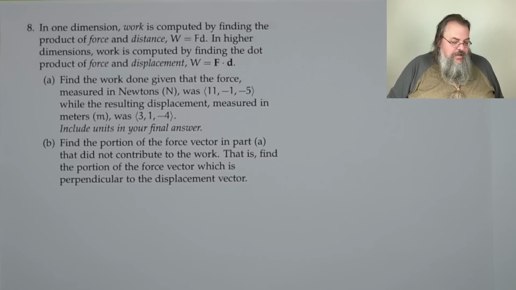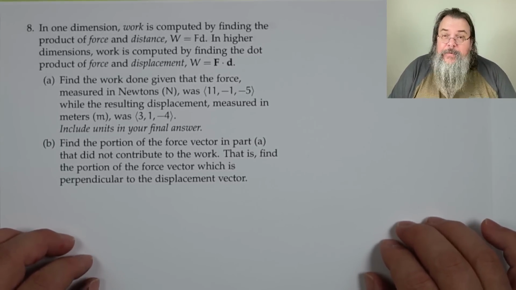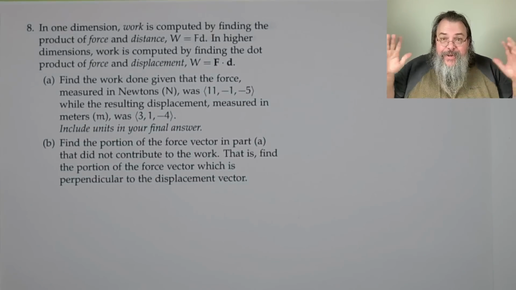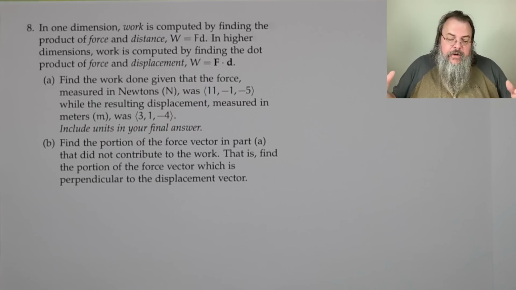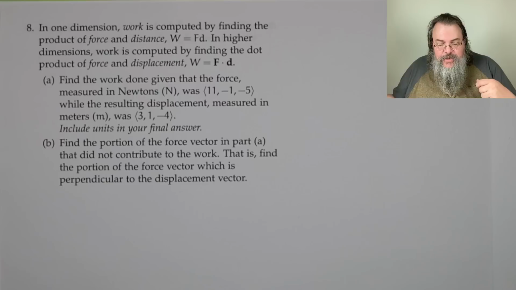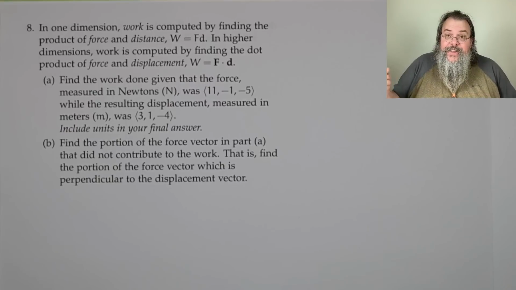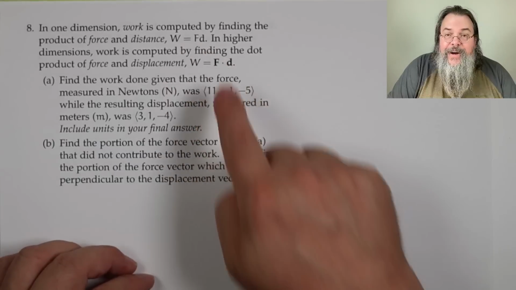Okay, number 8. All right, lots of words, but sometimes I feel like many words usually means not much work. So don't get intimidated when you see lots of words. In one dimension, work is computed by finding the product of force and distance. So work is F times D. All right, I feel like we're doing physics. In higher dimensions, work is computed by finding the dot product of force and displacement. So work is F dot D. So, in higher dimensions, you add a dot.